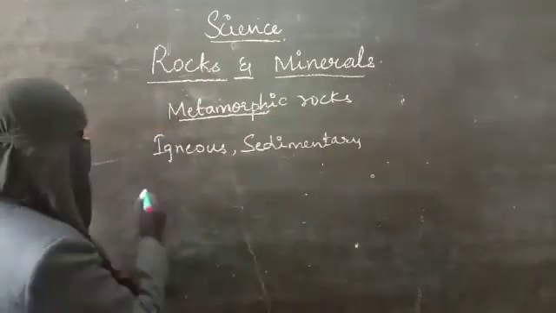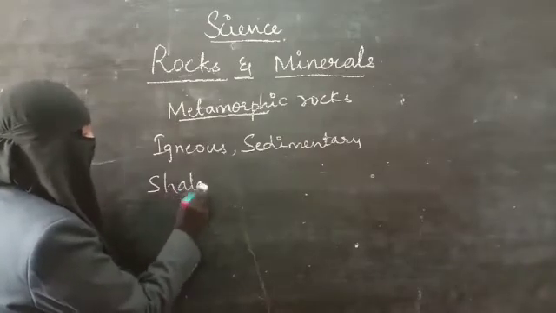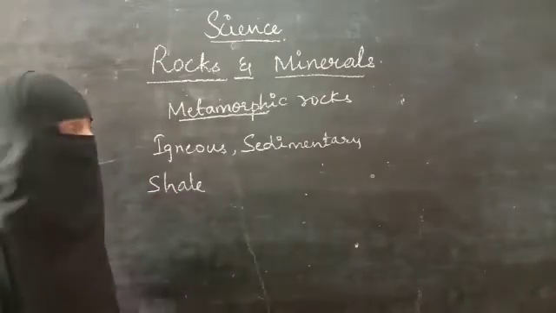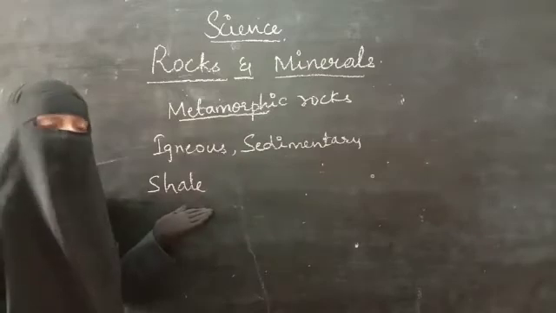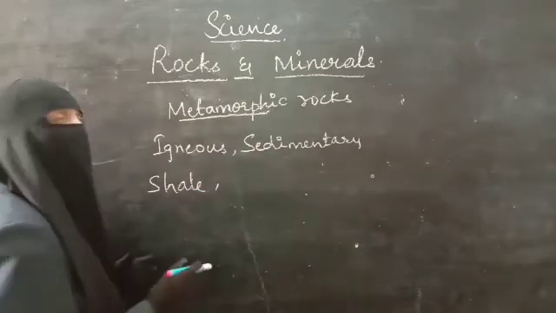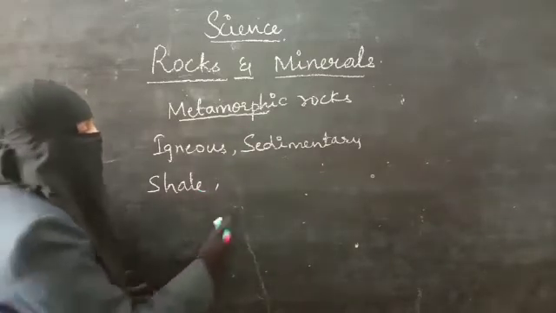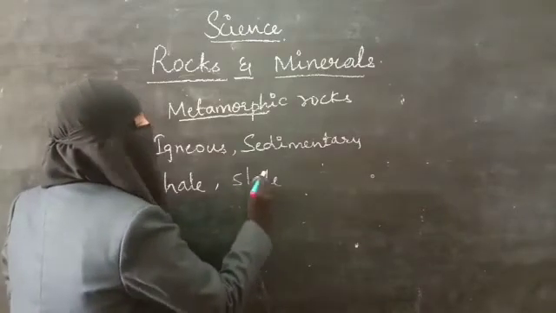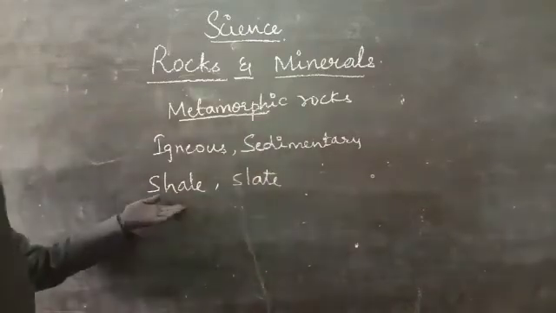Like we know that shale is a sedimentary rock. It is used for making bricks and tiles. Shale is a sedimentary rock. But when this shale has been changed, it has changed into slate. Slate is a metamorphic rock. So shale is the base of the slate.